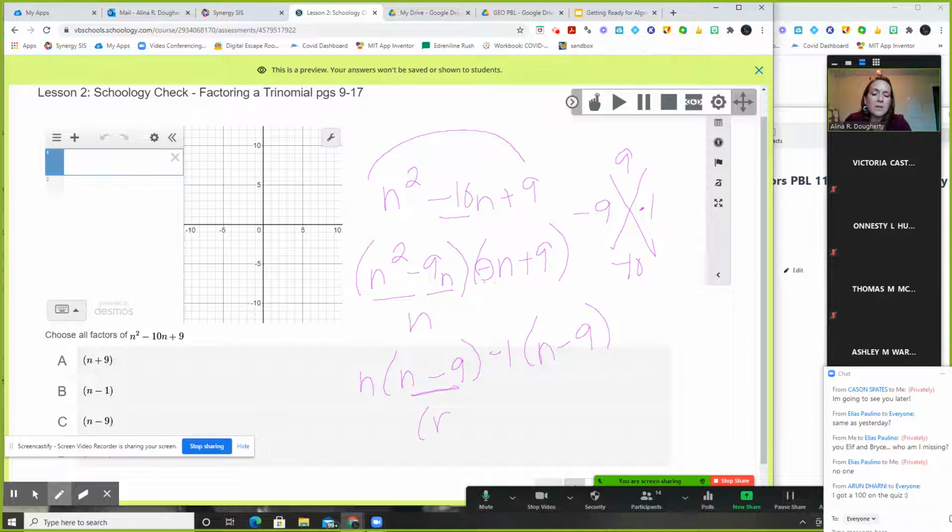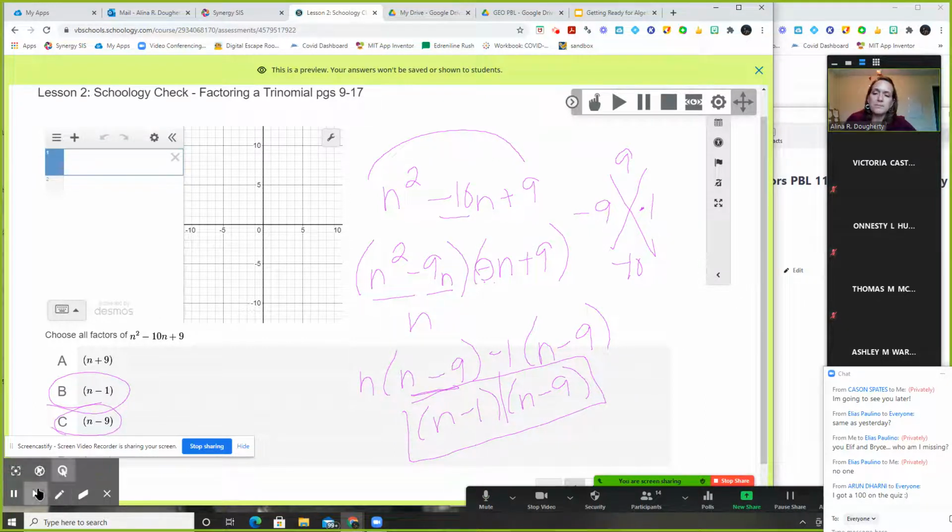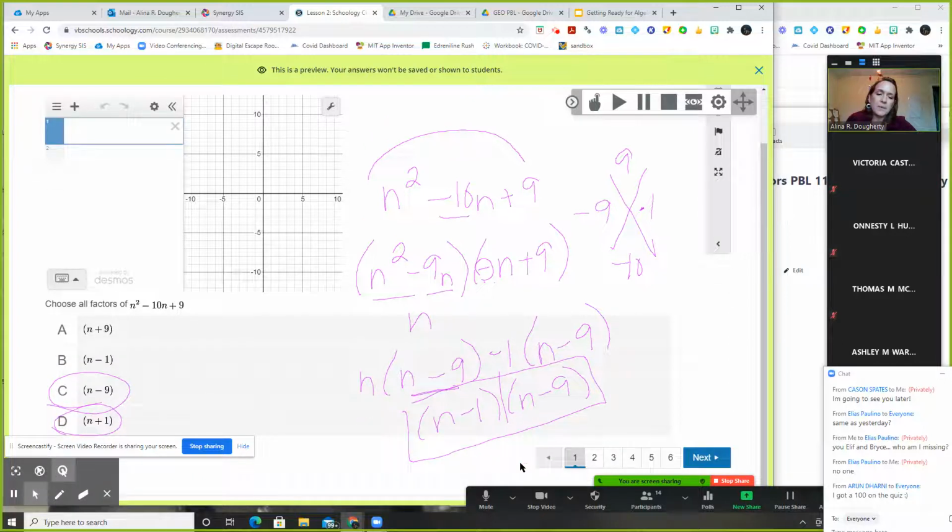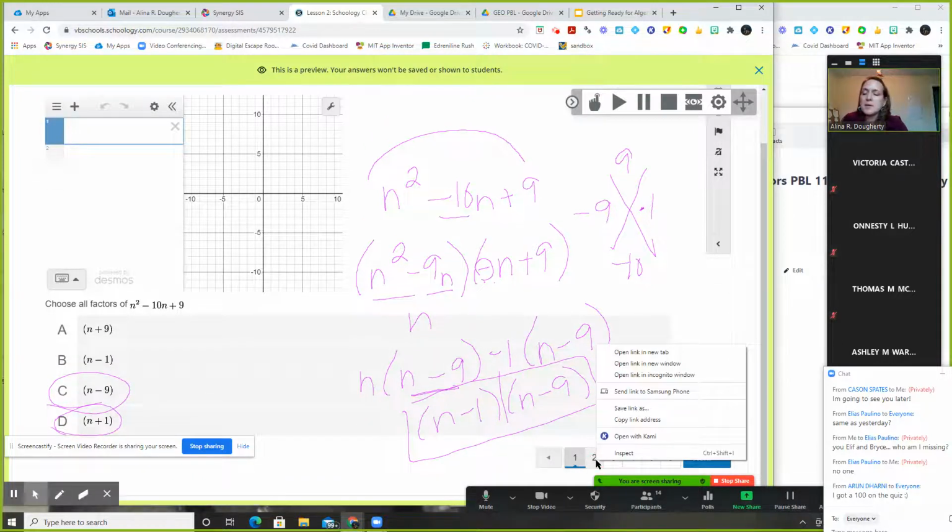These do get a lot easier as you practice with them. So I'm so impressed with everyone who did well. Lots of people got 100. So n minus 1 and n minus 9. Boom. That one should have been pretty straightforward, pretty easy.